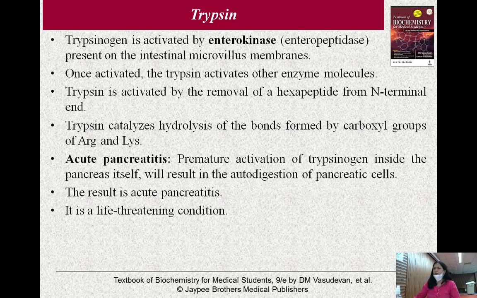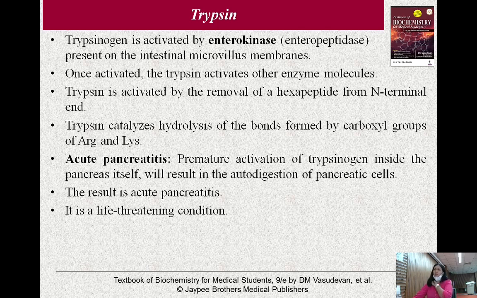So what happens in acute pancreatitis? There is premature activation of trypsinogen inside the pancreas itself, which will result in the autodigestion of the pancreatic cells, resulting in acute pancreatitis. Remember, acute pancreatitis is a life-threatening condition. Okay, so a person can die because of acute pancreatitis. So what happens there in acute pancreatitis? There is premature activation of trypsinogen to trypsin within the pancreas itself, which causes autodigestion of the pancreatic cells.